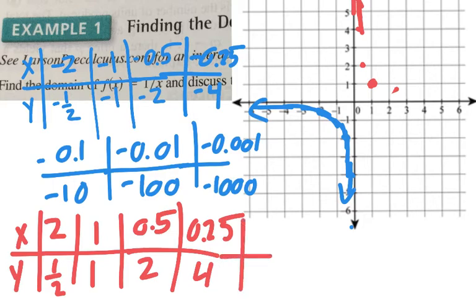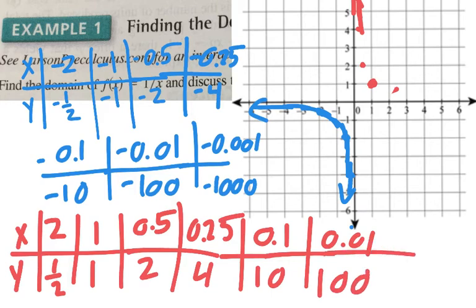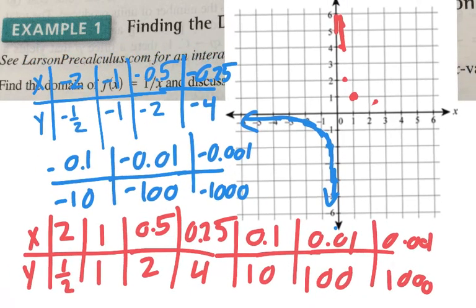Same thinking. What if I plugged in 0.1? I would get 10. If I plugged in 0.01, I would get 100. If I plugged in 0.001, I would get 1,000. I could keep getting closer and closer and closer, and that y value is going to get higher and higher and higher. So as we approach 0 from the right side, the graph is taking off in this direction. Right? It's getting taller and higher. And the graph's going to level off here.